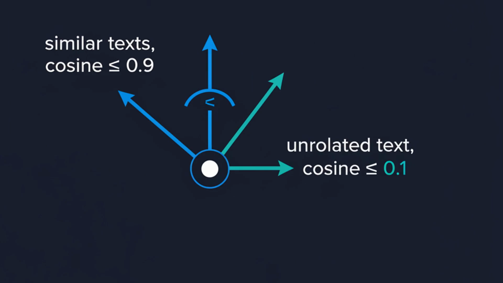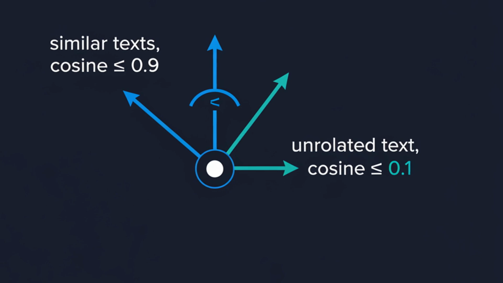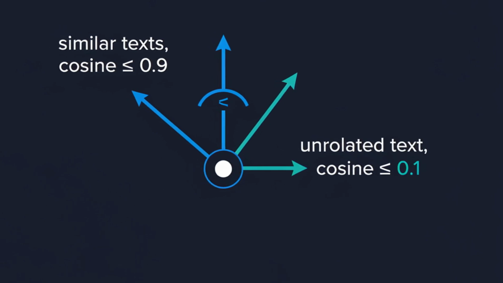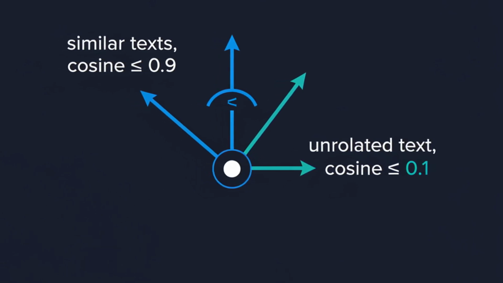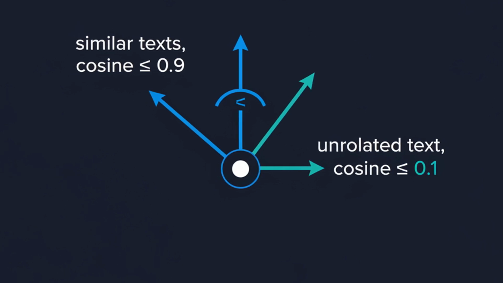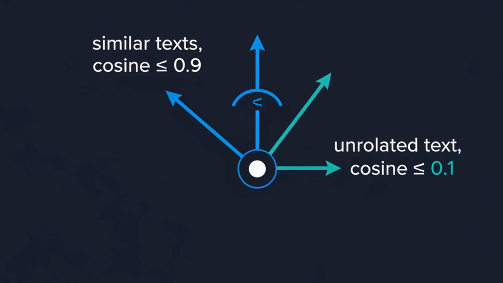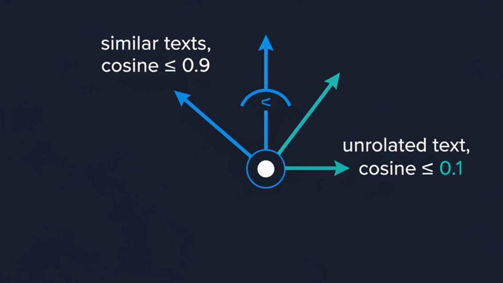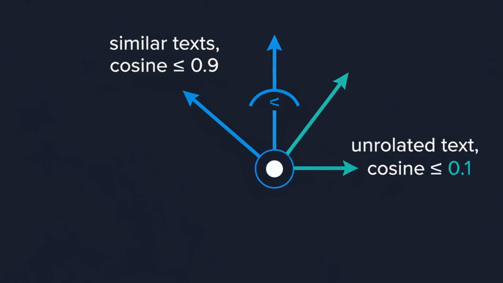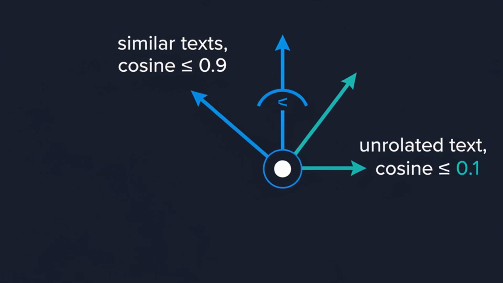To compare two vectors, we don't usually measure straight line distance. Instead, we measure the angle between them using something called cosine similarity. Think of each vector as an arrow pointing out from the origin. If two arrows point in nearly the same direction, they're similar. Cosine similarity near 1. If they point in completely different directions, similarity drops toward 0. The actual length of the arrow doesn't matter, only its direction.